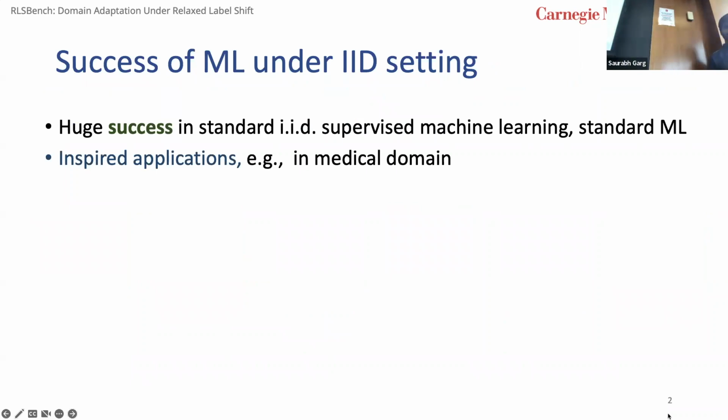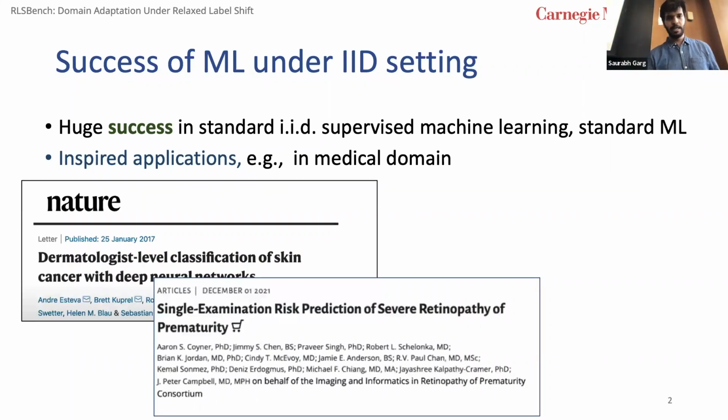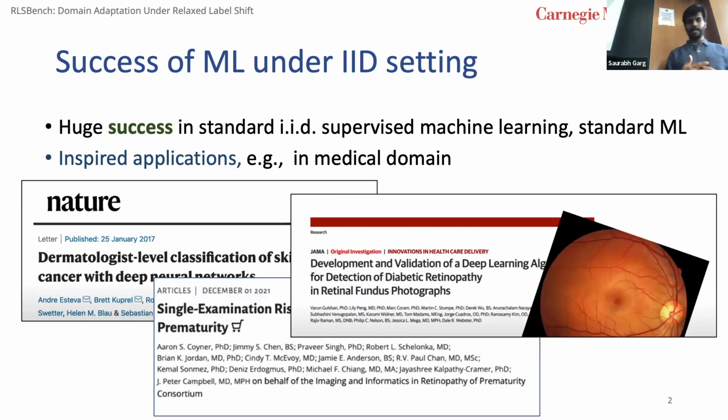We've seen huge success of machine learning in standard supervised IID settings, ranging from ImageNet applications to performing well on tasks like AlphaGo, which has inspired applications in medical domains. Over the last 4-5 years, we have seen a lot of superhuman performance in IID settings in problems like dermatology and diabetic retinopathy.